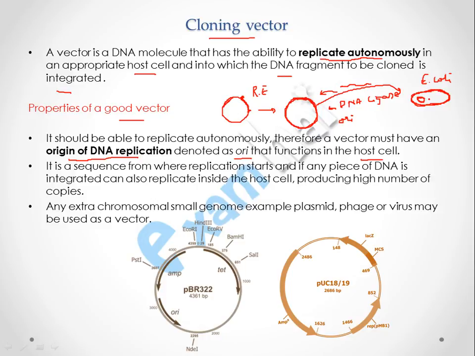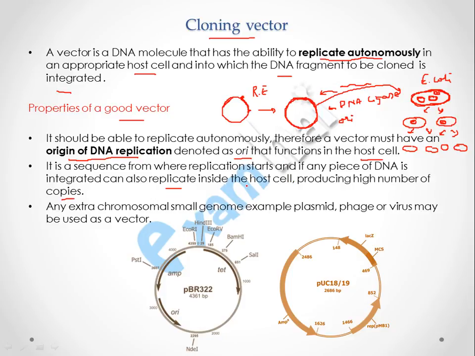This vector should have the origin of replication, or ORI, so that it can replicate the DNA. When it replicates, its copies become two in number, and when this host divides by binary fission, the DNA with the vector is transferred through it, and further the replication process and the cell division process will continue. So the origin is the sequence from where replication starts, and any piece of DNA integrated into it can also replicate inside the host cell, producing a high number of copies. What we want is a high number of copies of this fragmented DNA.